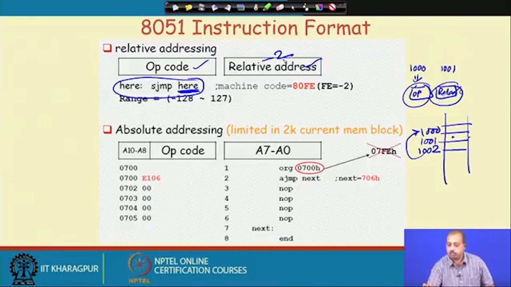While coding it, the first byte will be the code for SJMP, 80, and the second byte will be -2. So, when this instruction is executed with the current PC value 1002, -2 is added and it goes to location 1000. That is why the coding of this SJMP instruction will be 80FE, where FE equals -2. Similarly, we can have some other absolute addressing. We will see the AJMP and LJMP type of instructions later.